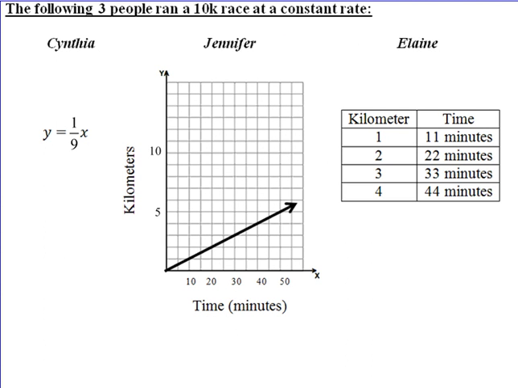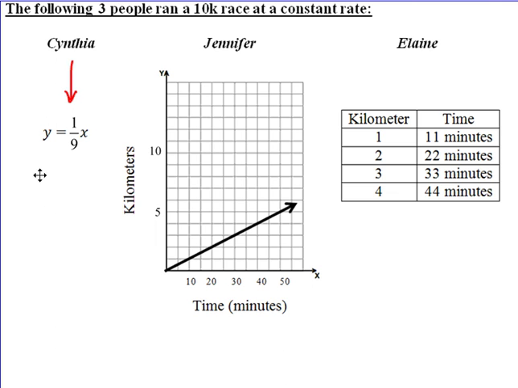Here we have the following 3 people running a 10K race at a constant rate. And we can see with Cynthia, Jennifer, and Elaine, they're being shown in different ways, either as an equation, as a graph, or as a table. So we're going to take a look at these, and we're going to do a comparison. Now, we see everything's in kilometers and minutes here. So we're going to assume that that's going to be also our measurement here.